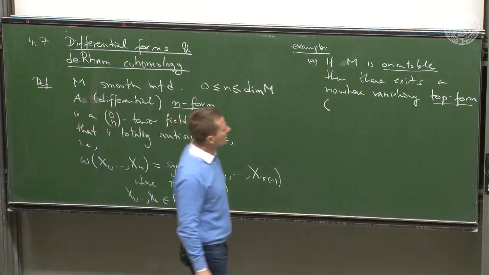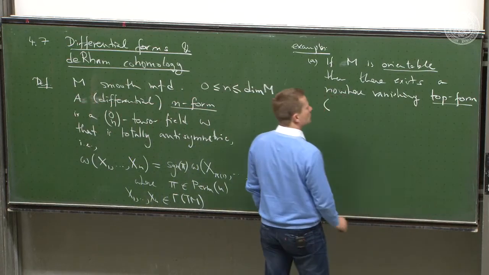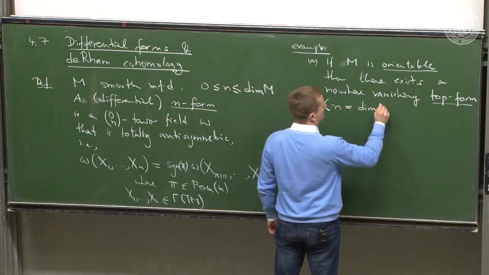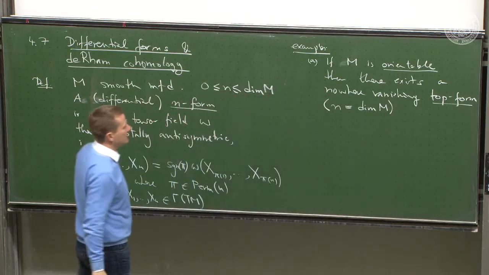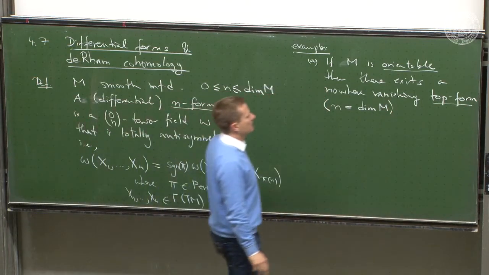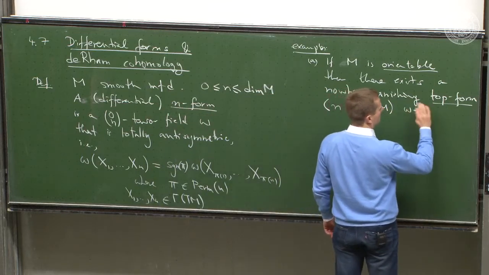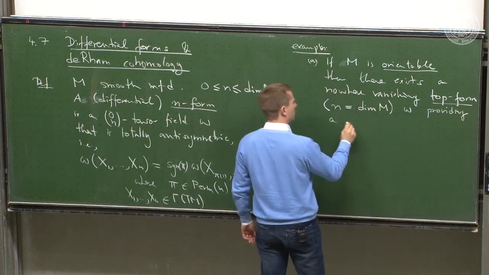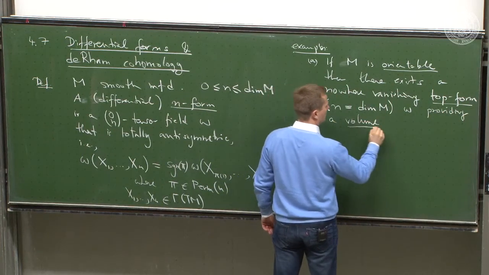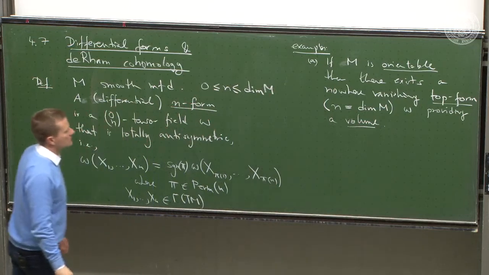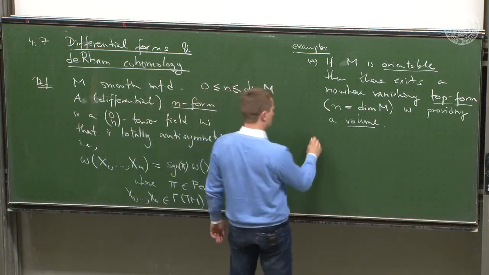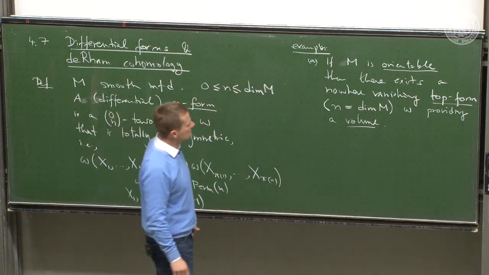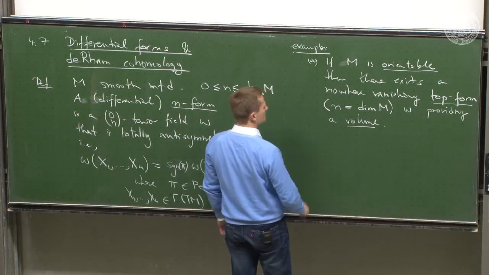Okay? But now we have a nowhere vanishing top form, and top form means that n is the maximal, n equals dim M, omega providing a volume. I think we talked about this before. So that's an example for a differential form. And so this provides a volume now in every tangent space, because it's a field.